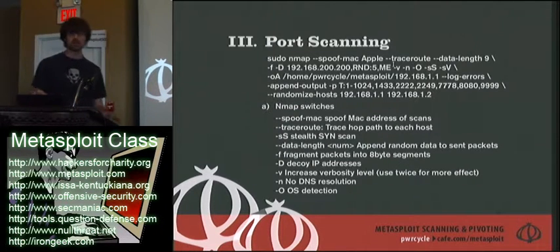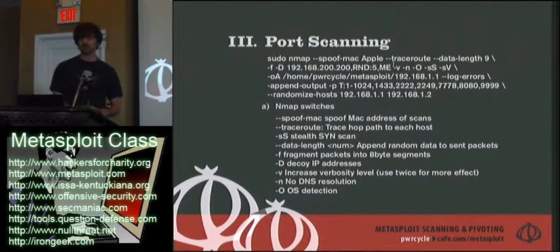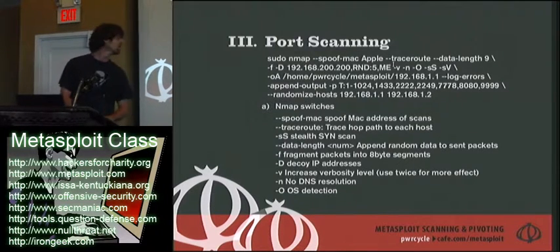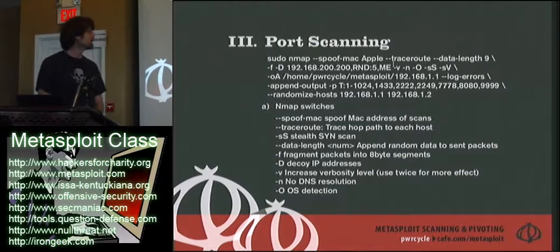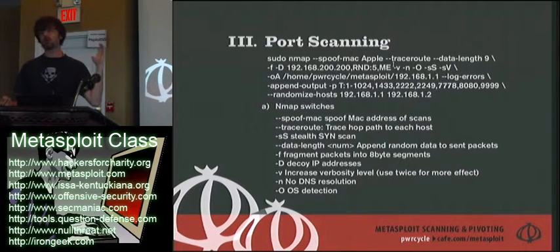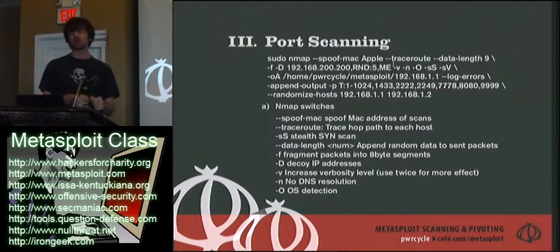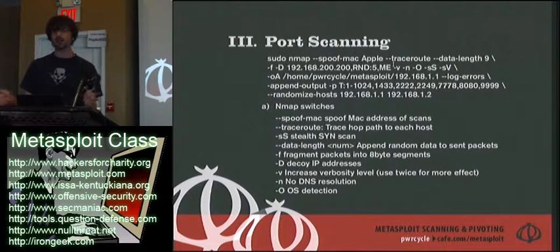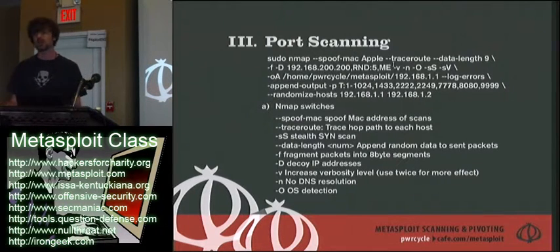That right there is probably the most important option. But I'll go through some of the others and tell you how and why. The first is the spoof MAC address. Nmap will let you spoof just about anything. You can spoof IP addresses. You can also spoof your MAC. And you can say, just give me a random Apple, a random Linux, a random Windows, or you can specify a MAC address if you want to spoof something specifically.